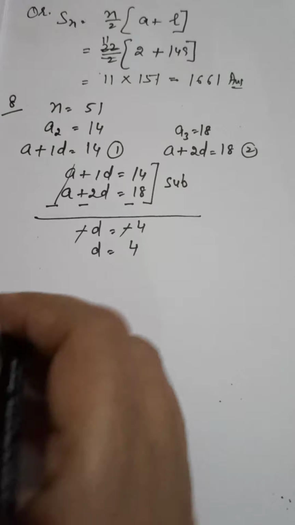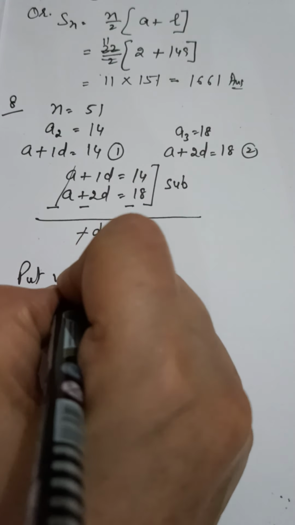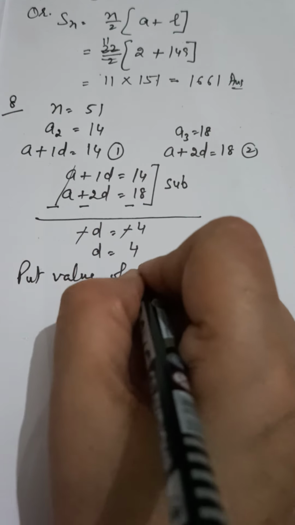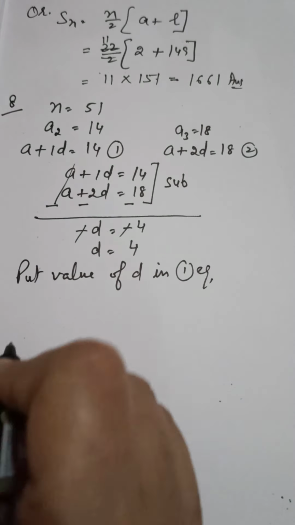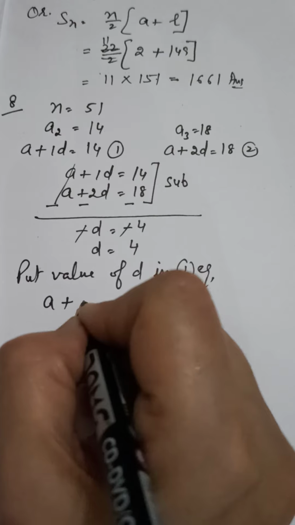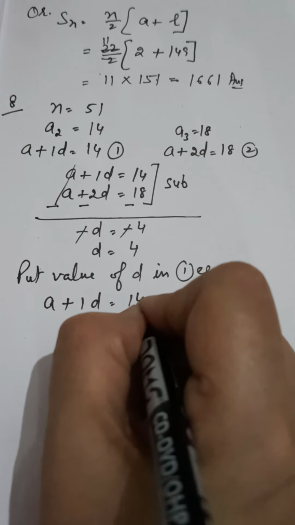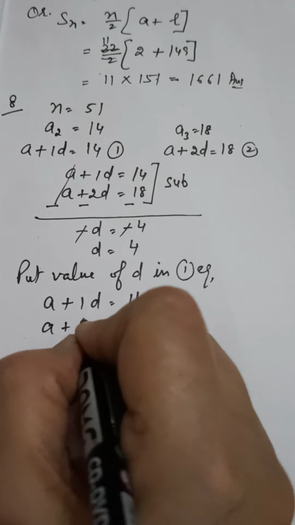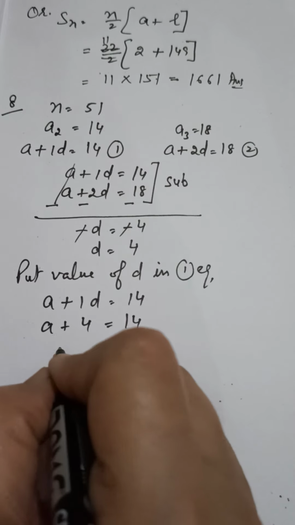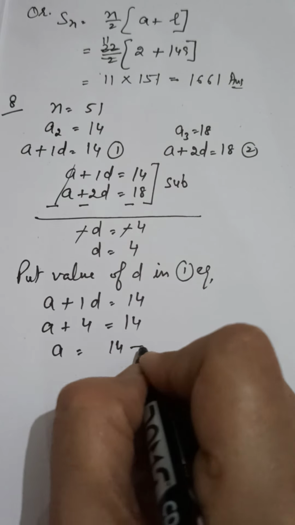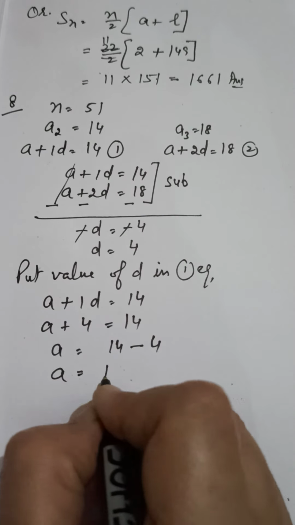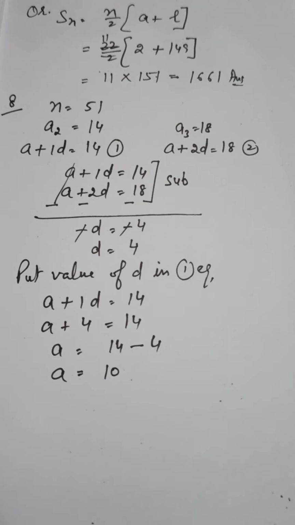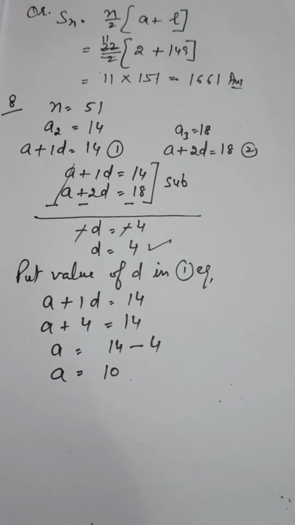Now, put the value of d in any equation. I am putting the value in the first equation. We got a plus 1d is equal to 14. a plus 4 is equal to 14. Then what is a? 4 moves to the right-hand side, so a is equal to 10. We got two values. d is equal to 4. a is equal to 10.